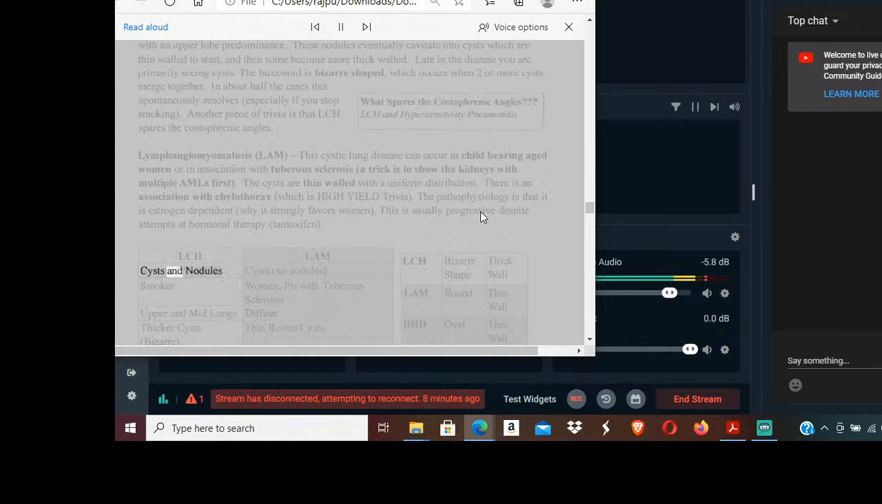LCH versus LAM. LCH: cysts and nodules, smokers, upper and mid lungs, diffuse thicker cysts, bizarre shape. LAM: cysts, no nodules, women, points to tuberous sclerosis, thin round cysts.